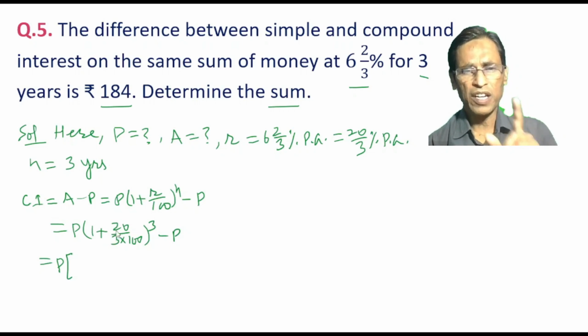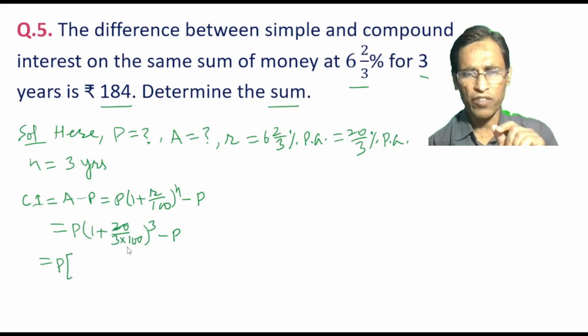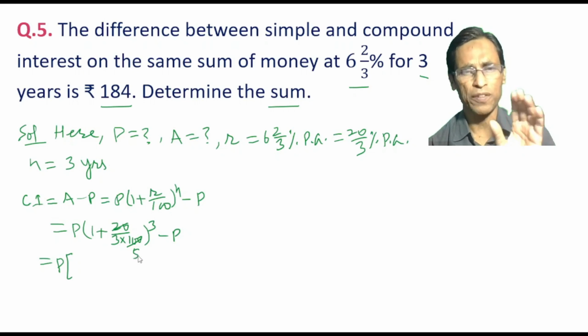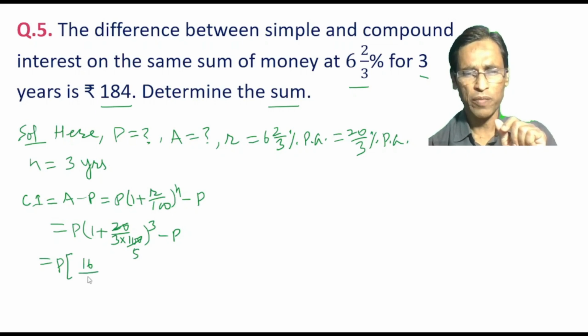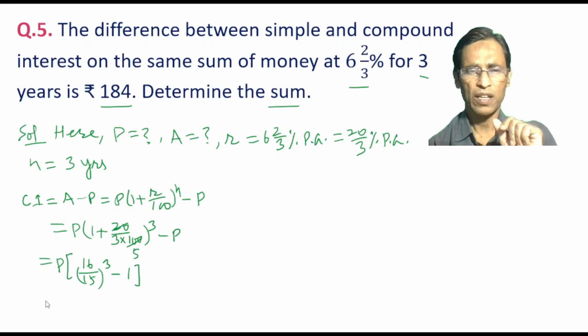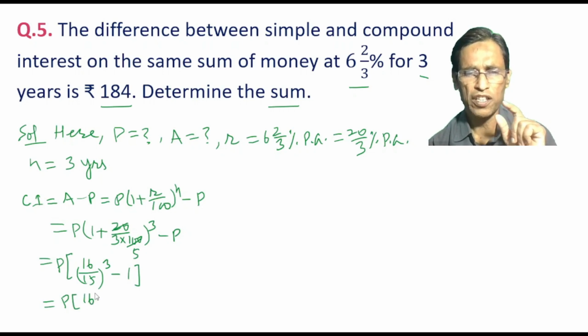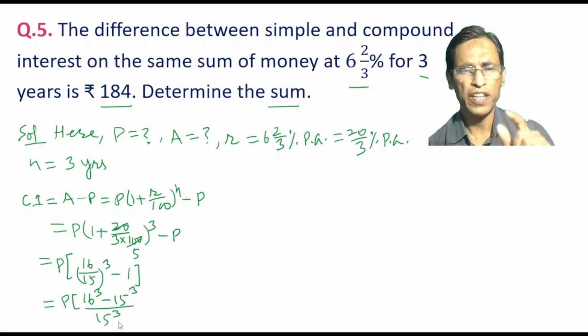and the term under the bracket, 20 by 100 can be divided as 25 are 100, and so the term under the bracket is 1 plus 1 by 3 into 5, means 1 by 15. 1 plus 1 by 15 means 16 by 15, and so (16/15) to the power 3 minus, by taking P as common, we have here only 1. Next, (16 cube minus 15 cube) by 15 cube.